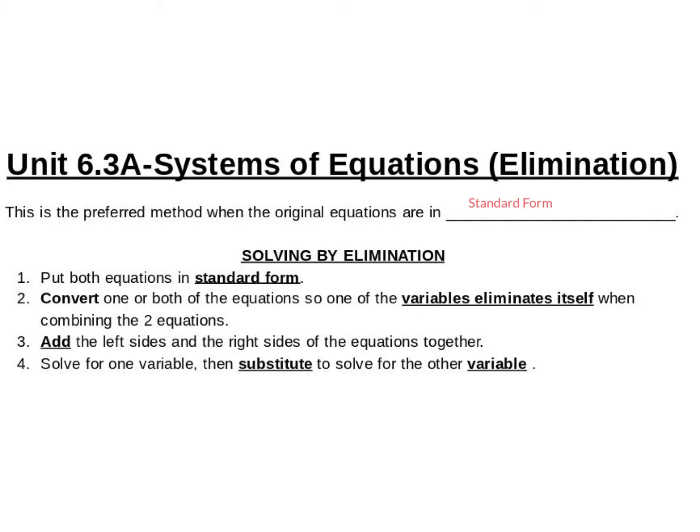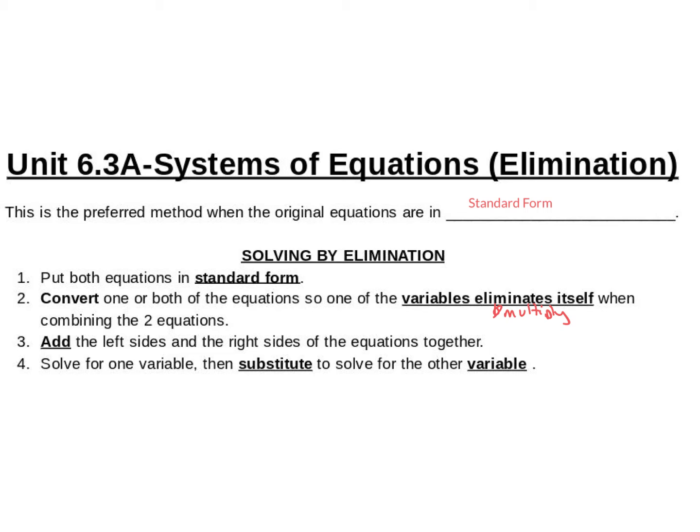Then we need to make sure that we convert one or both of the equations so that one of the variables eliminates itself when combining the two equations. So this is where we may have to, a lot of times, just multiply by a number to try to force those two variables to line up. And you'll see what I mean in a minute.